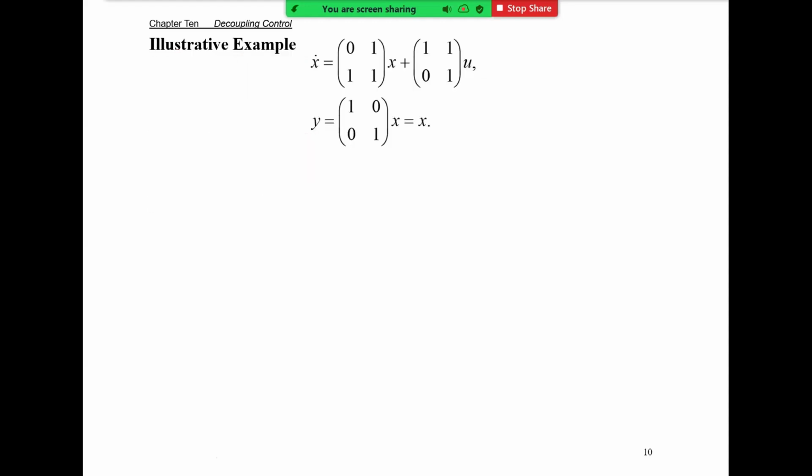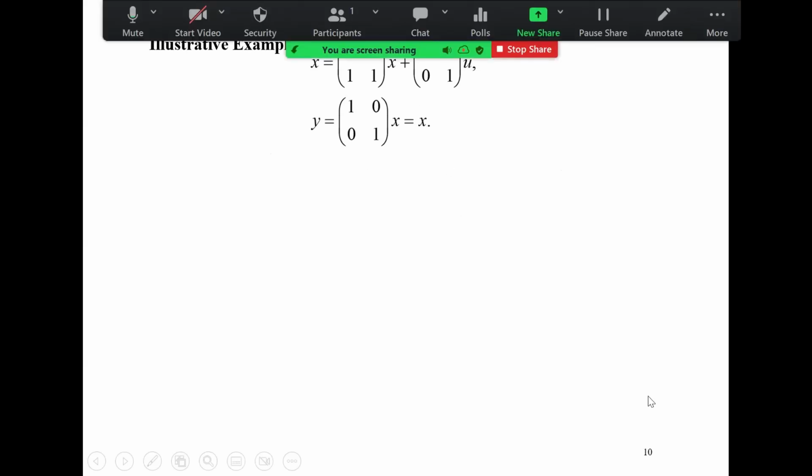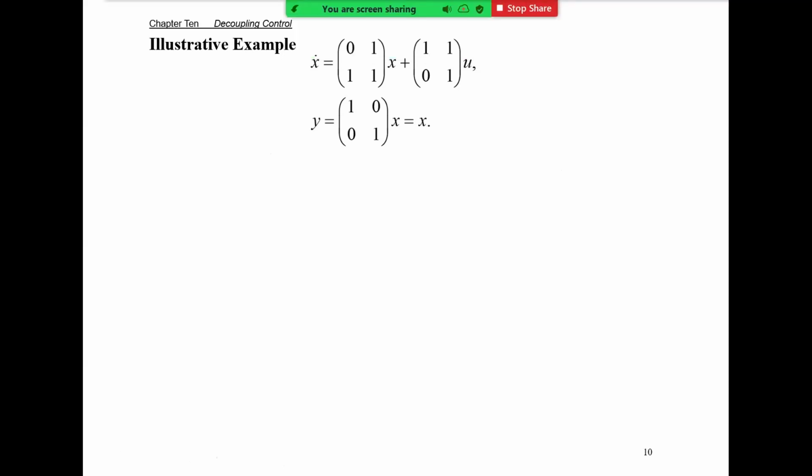Now, this is a simple example of a MIMO system. There are two states, x1 and x2. Now I make it simple because I want to get the idea clear. The output is just the state. You can say the C matrix is the identity matrix. The output is the state. There are two outputs corresponding to the two states.